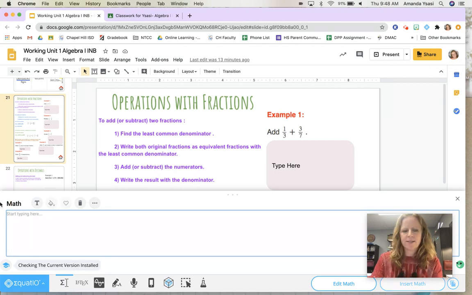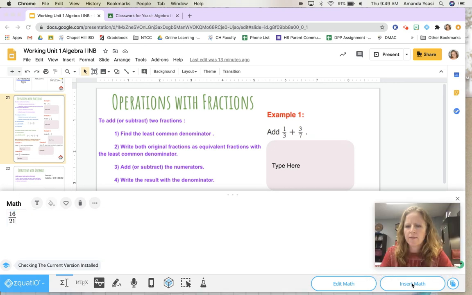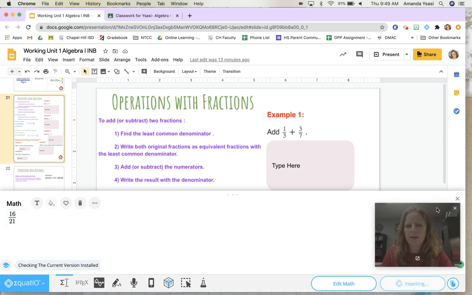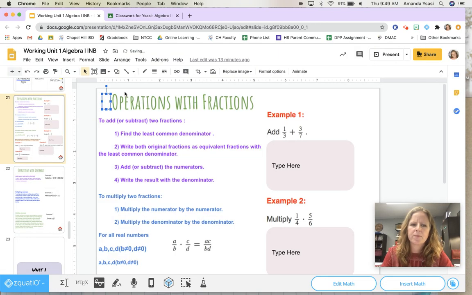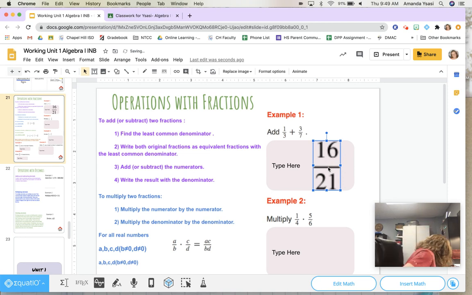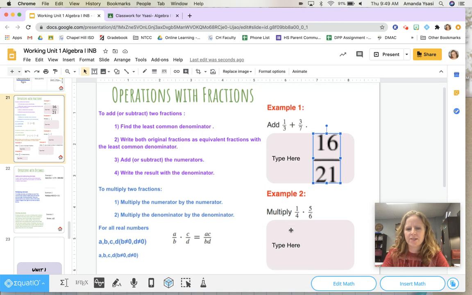Our answer was 16 over 21. I'm going to insert that. Whenever you insert it, it goes all the way up the top, and so you can pull it down here. You don't have to type your answer there. We could actually just do the math right here. Oh, excuse me. Okay, let's do the next one.